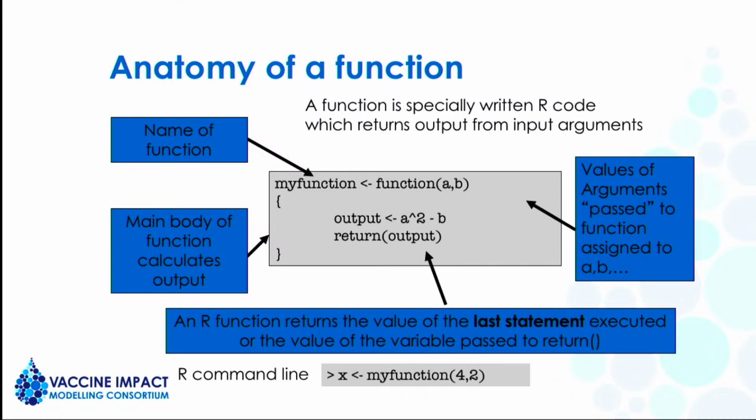Okay. So once we have sourced, either copied and pasted the function definition into R, or sourced it in from a script file, it's then available to use just like any other function that you might use in R. So here you can call my function with the values 4 and 2, and then assign the value of that to x, which will have a value of 14.